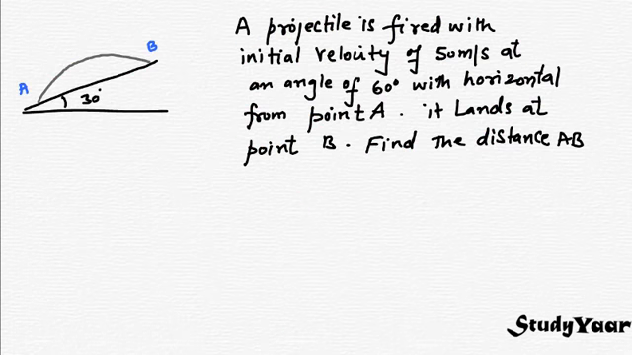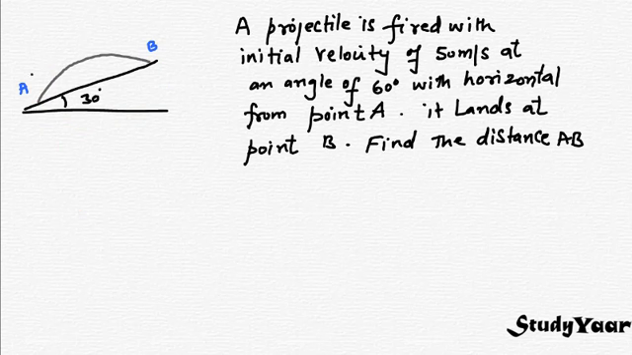Okay, let us take an example. Over here it is given to us that a projectile is fired with an initial velocity of 50 meters per second at an angle of 60 degrees with horizontal from point A. Okay, so it is something like this. It lands at B, which is this point. We are supposed to find the distance AB. Okay, so we are supposed to find this distance. Let us see how we are going to proceed in this question.